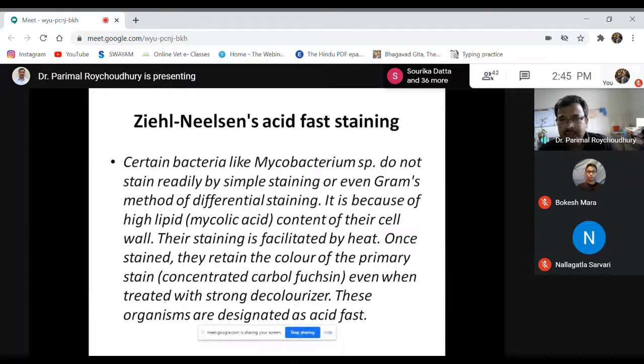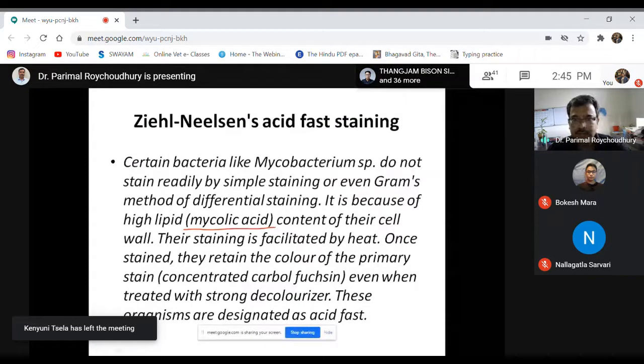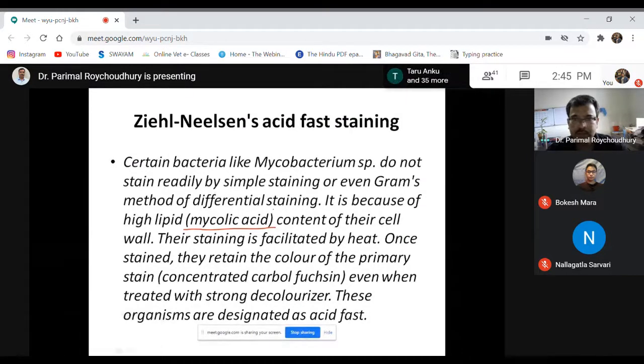The principle behind this staining technique is that the bacteria which possess mycolic acid polymerize with certain cell wall lipids, a complex type of lipid, and this makes the bacteria impermeable to most of the common stains, like gram staining. Okay, so it has been seen that if you apply heat and then use a very strong color, like concentrated carbolfuchsin, which contains carbolic acid, a very strong stain, it imparts a very intense red color.